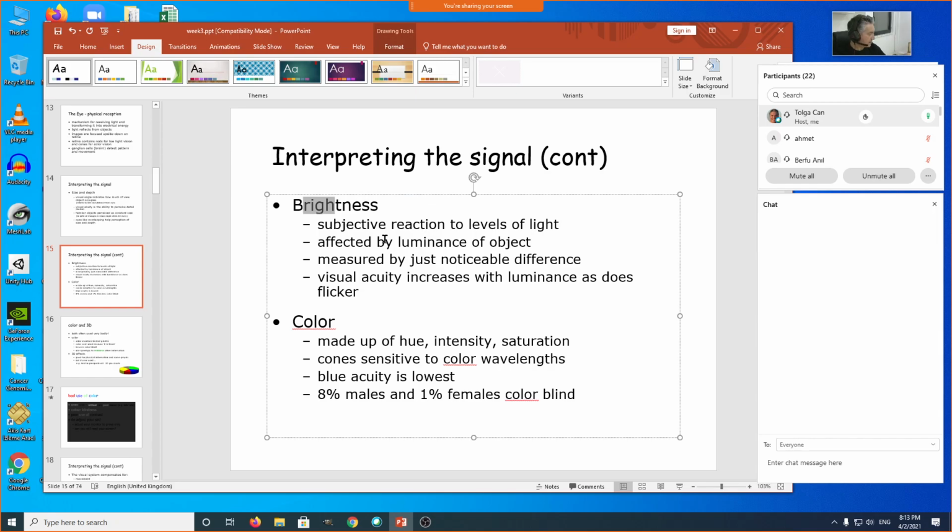We may think that a piece of paper is white inside the room, but if we have the same brightness level in an outside sunny environment, the same paper, if it doesn't change, will probably appear like a dark gray or something.